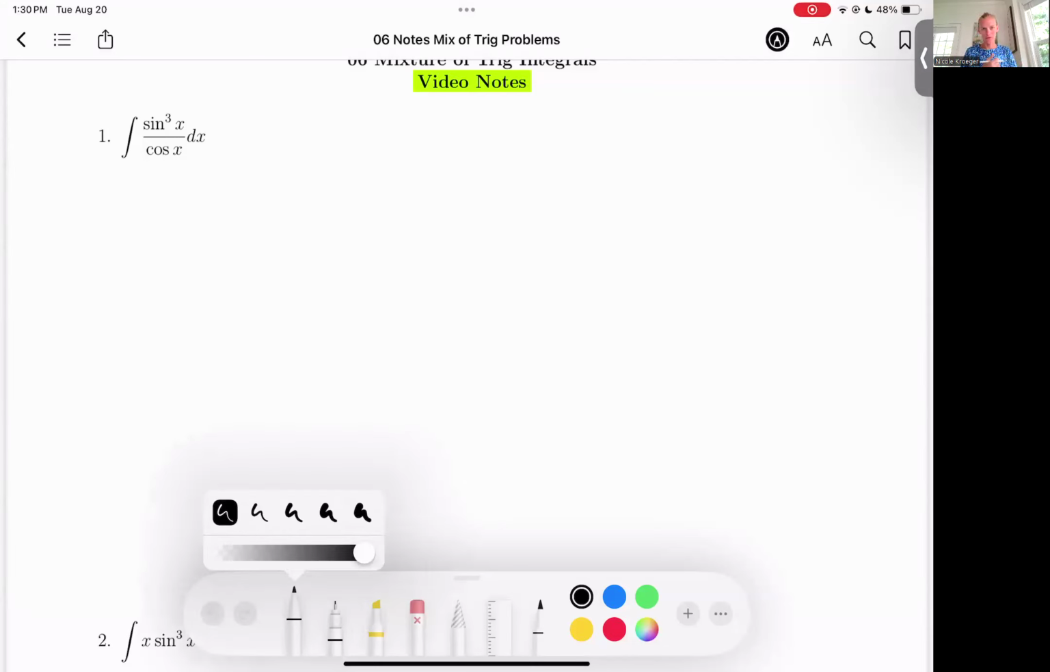So the goal here is not to memorize a set of processes, but rather just to get comfortable struggling with trig integrals and trying to figure out what to do with them. So you might want to try looking at these two on your own first and see what you would do with them. So with this first one, this one's sine cubed over cosine.